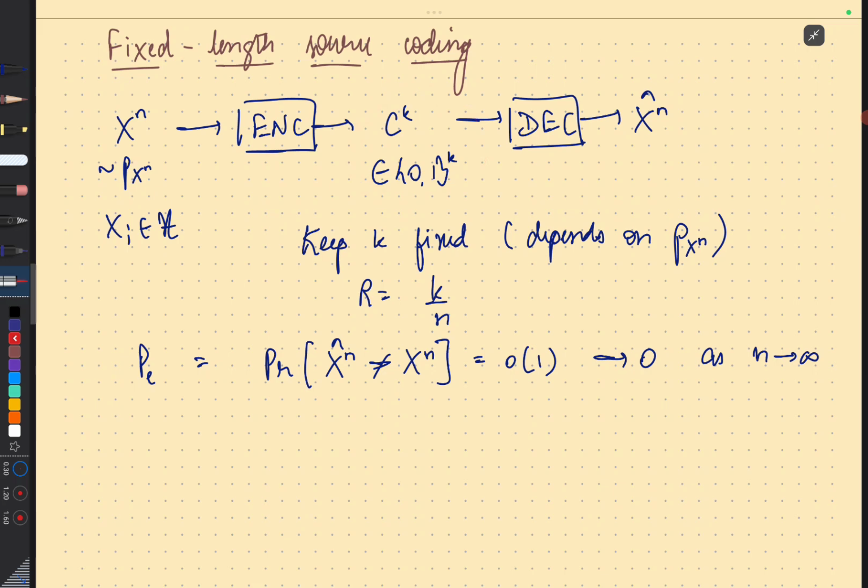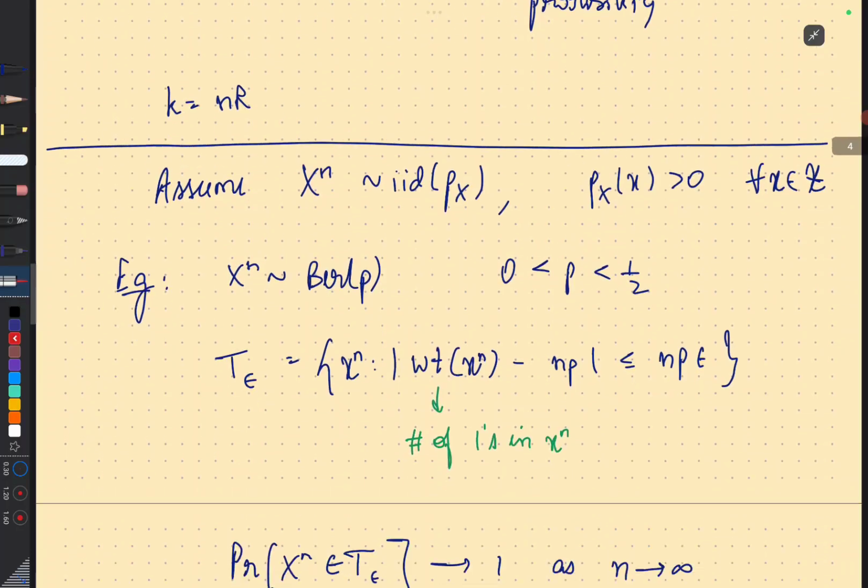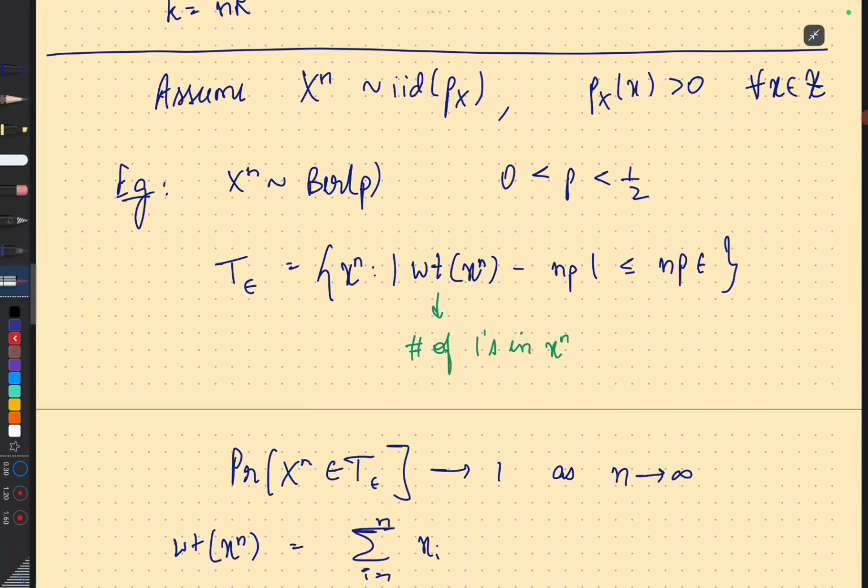And when I say high probability, I mean that the probability that the decoder outputs something that is not equal to xn is vanishing as n tends to infinity. All right. And here k is fixed, which can depend on the distribution px or pxn, but is independent of the realization of the source sequence. And we define the rate as before to be k over n. All right. So for this, we saw two different compression schemes.